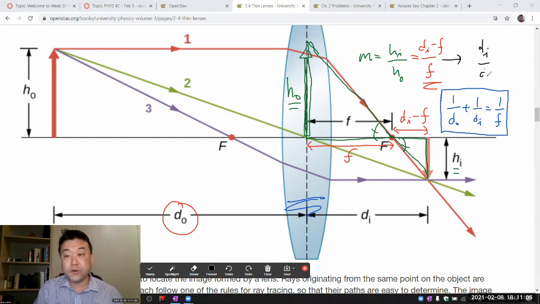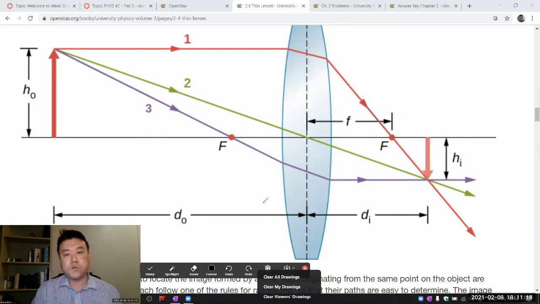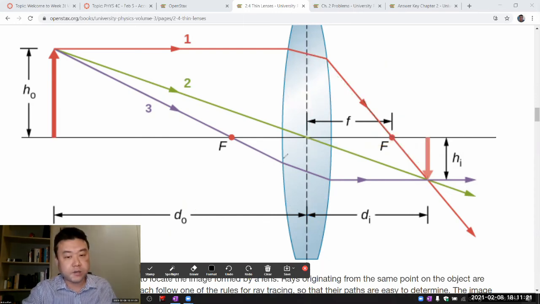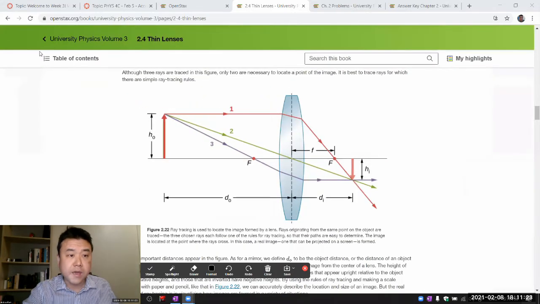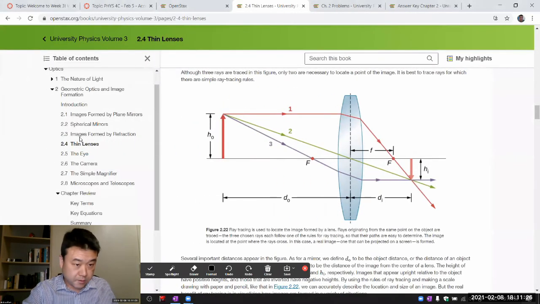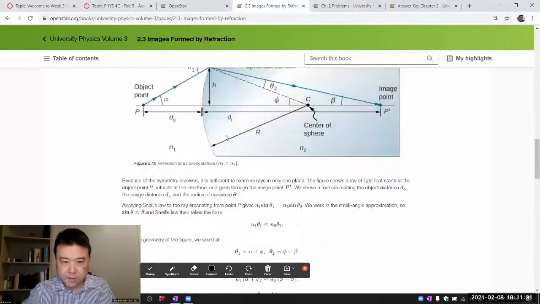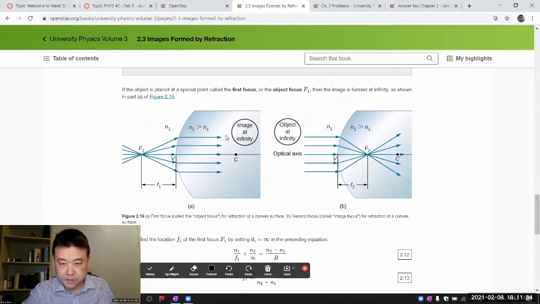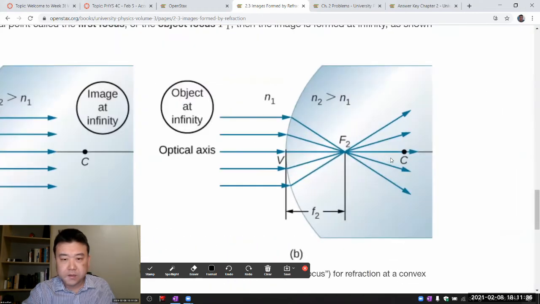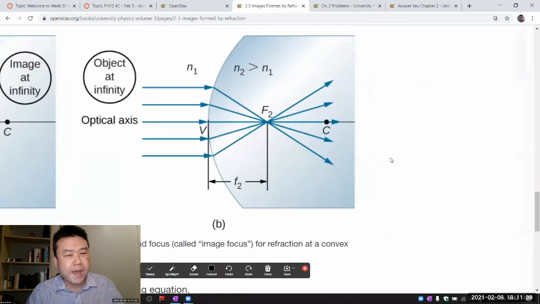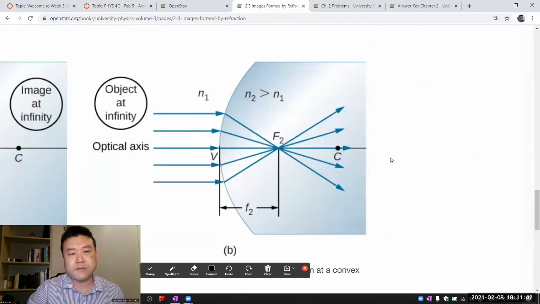DI over DO in terms of absolute value, and you'll have to figure out the sign later. So I do recommend that as an algebraic exercise. And what I would recommend is try doing something similar with a single surface refraction. So when you have a single surface refraction, they don't have a quite similar figure, but I can try to draw something similar, because this is where I have some of the rays that I find useful and relevant.